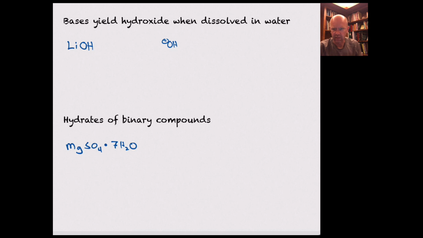And so they're named quite simply. You have a cation and you have a polyatomic ion, which is hydroxide. So this compound would be lithium hydroxide. These compounds split apart when they're dissolved in water, and you get the lithium cation and the hydroxide separately. So it's considered a base because it yields hydroxide when dissolved in water. There are many examples like sodium hydroxide, potassium hydroxide, magnesium hydroxide, calcium hydroxide. All of those compounds yield hydroxide when dissolved in water, and thus they're bases.